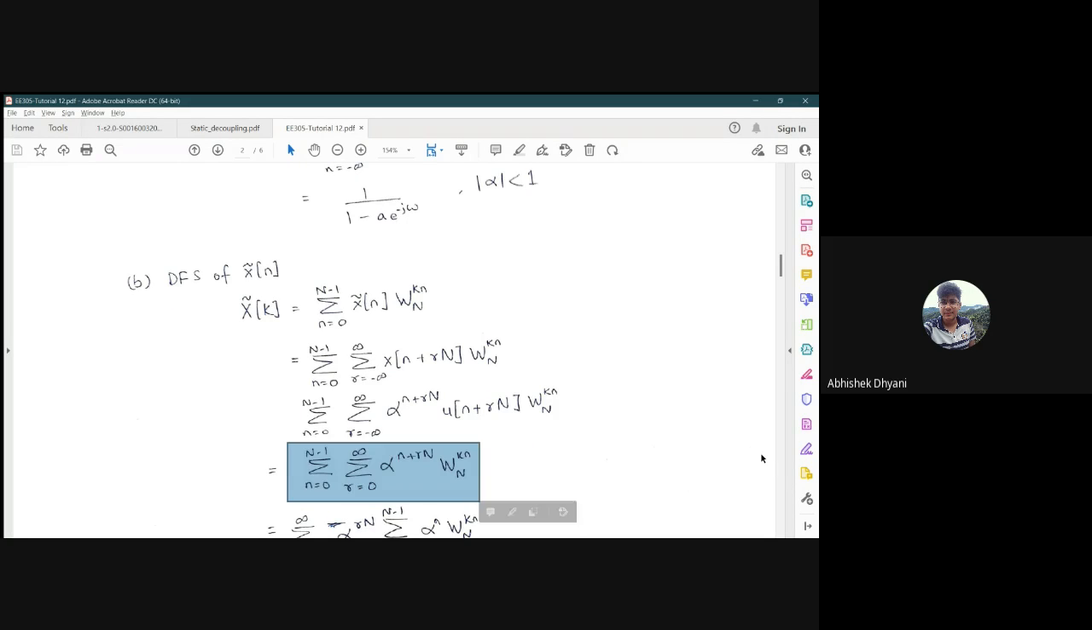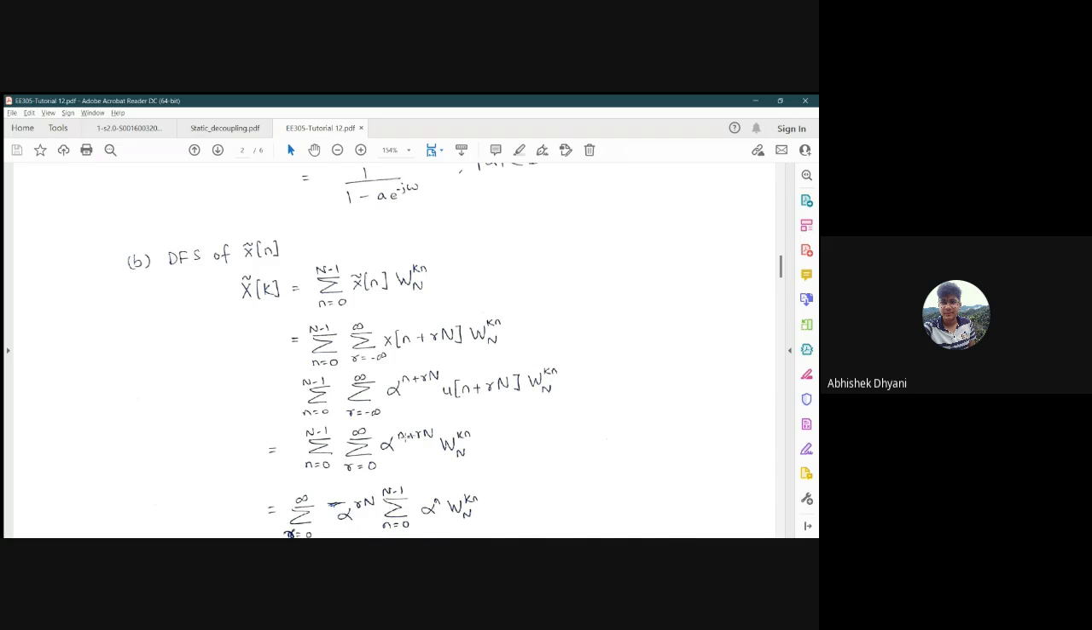Now I can take these terms into their respective summations. So n is equal to 0 to N minus 1. This term alpha raised to the power n can be here, and this term also contains n.